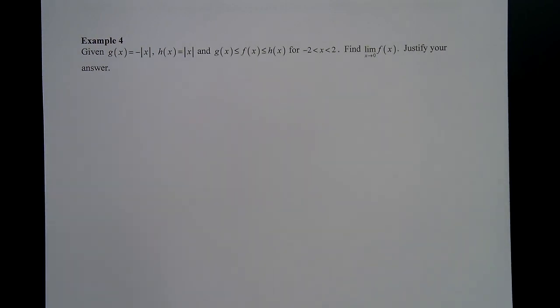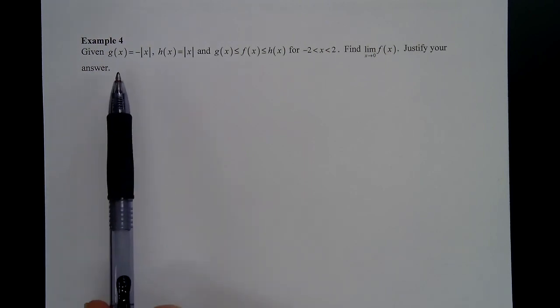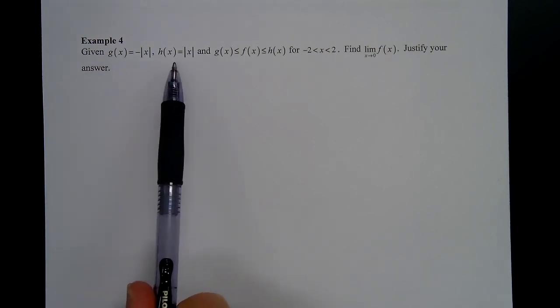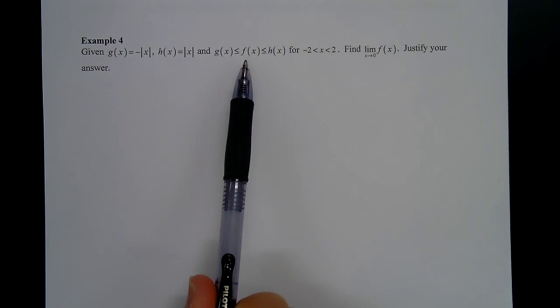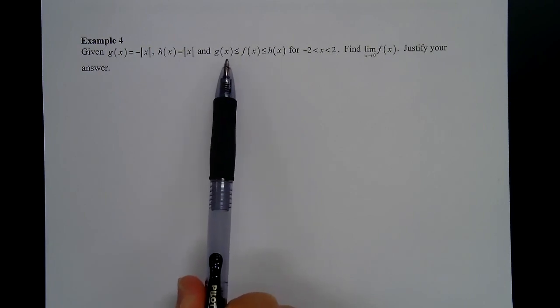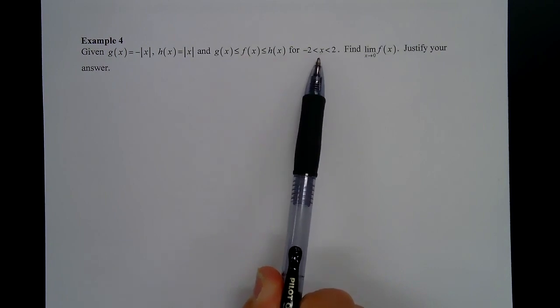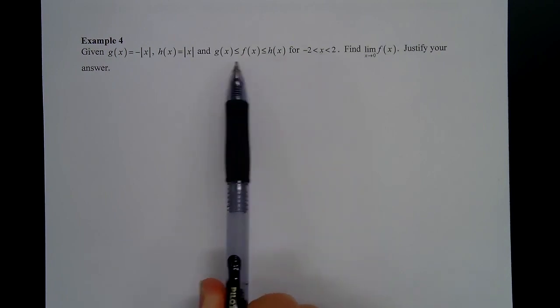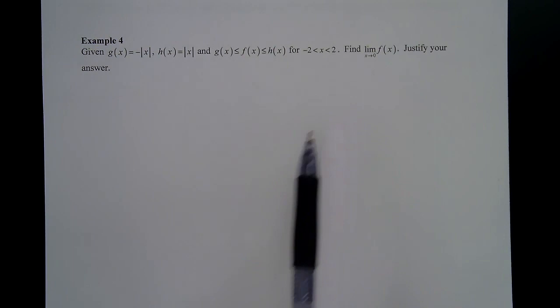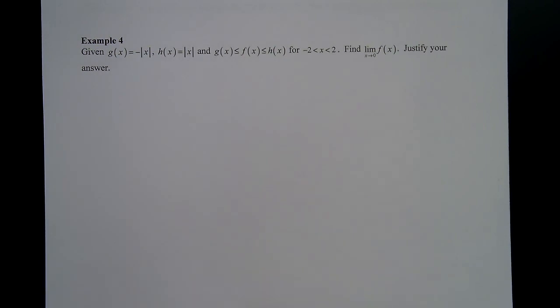So for this next problem, I haven't given you a graph, but I have given you the function g of x, and I've given you h of x. And right here, I'm telling you f of x is sandwiched in between g of x and h of x. And here's my open interval from -2 to 2. This is true, okay? And this is an actual AP exam question that they asked a few years ago, okay?